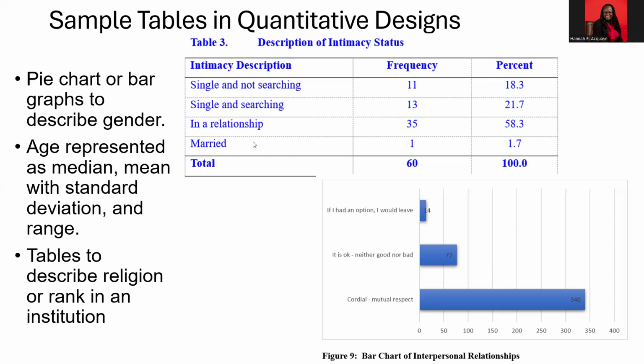But this is an example from a student. I don't even know which one this one is. Let's see. If they are married, then these are adults. Okay, so you write something like, intimacy was explored to understand if participants were partnered. And for this one, partnered is in a relationship and married. So you put in parentheses N, which is the sample size, equals 36, or single. And single is single and not searching, and single and searching.